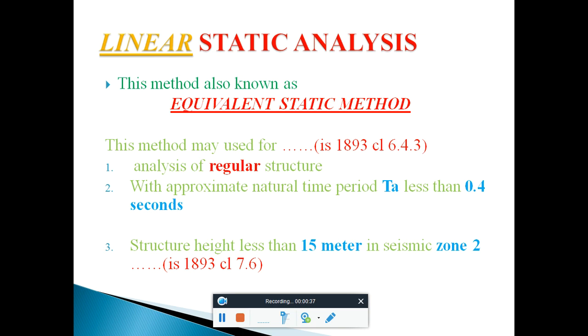Linear static analysis, this method is also known as the equivalent static method. According to the code, you can use this method for analysis of regular structures. Second, when the natural time period Ta is less than 0.4 second. And if we talk about the specification of the building, the height should be less than 15 meters and the building should be in zone 2, then you can use this equivalent static method.